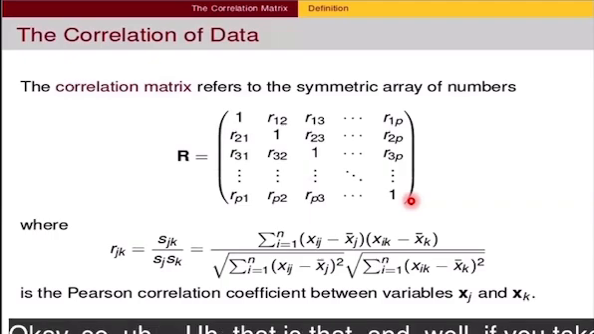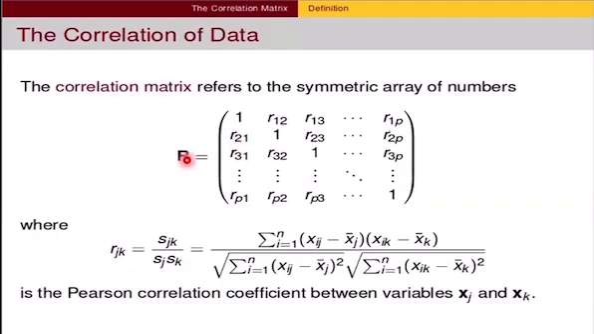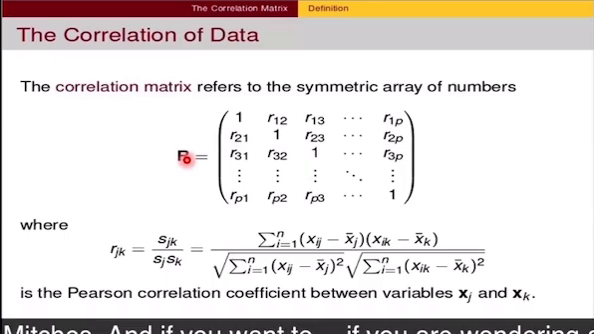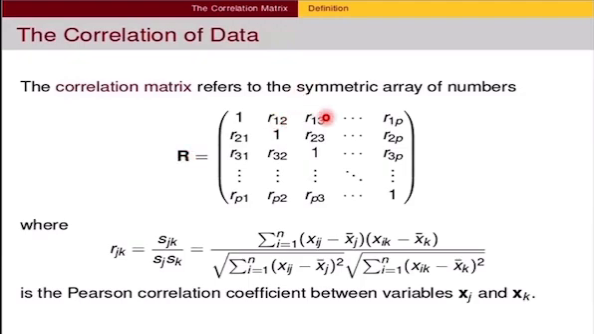Regarding notation, an uppercase R is what we use to denote a correlation matrix. And if you are wondering how we obtain each of the elements within the correlation structure, this is the formula that we use.